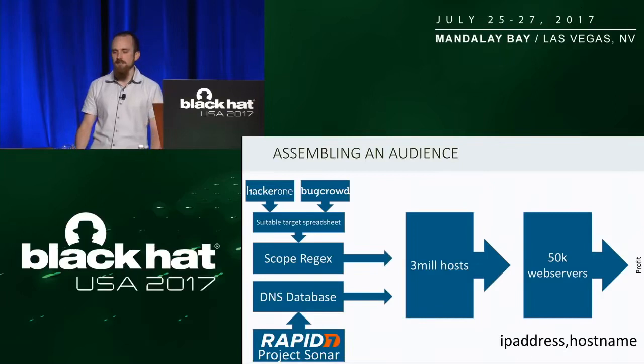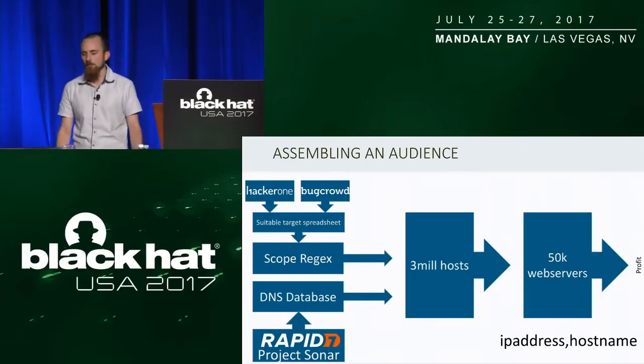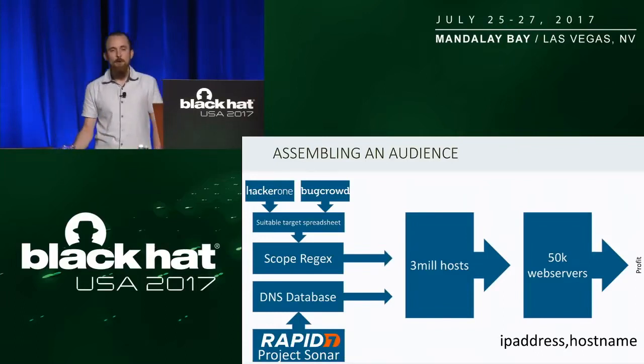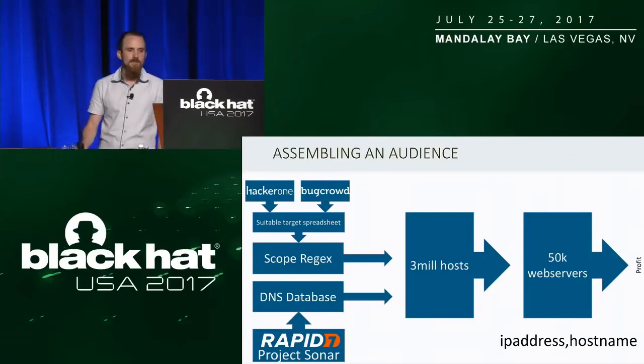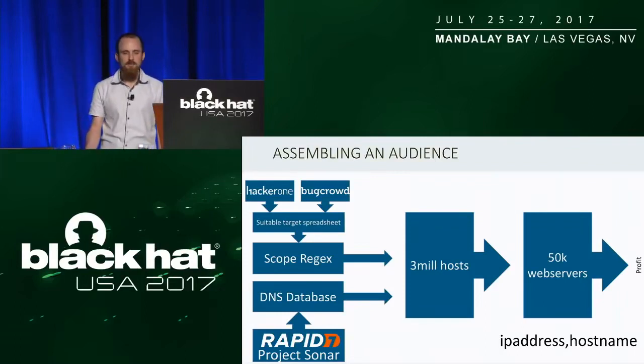I then combined that regex with Rapid7's Project Sonar database of all known host names. And by combining those two, I had a short list of 3 million hosts that I could send payloads to that were all within scope of bug bounties, and I hadn't actually had to send any requests or do any DNS lookups myself. That resolved to about 50,000 active web servers.